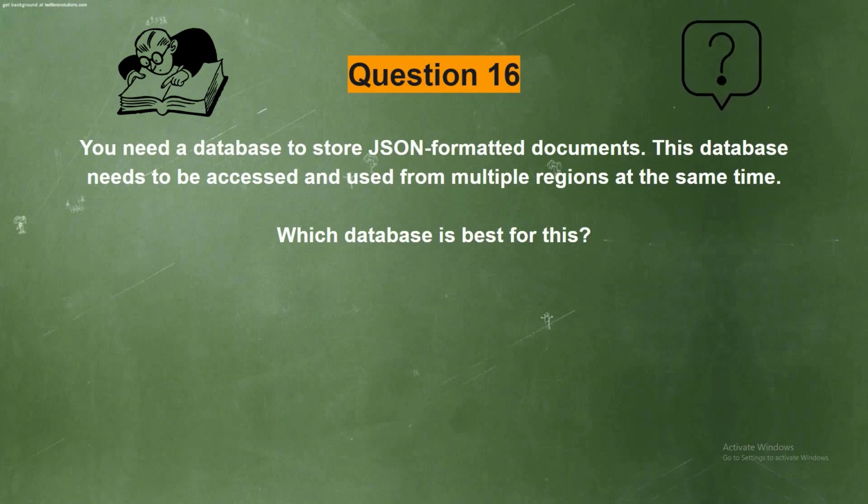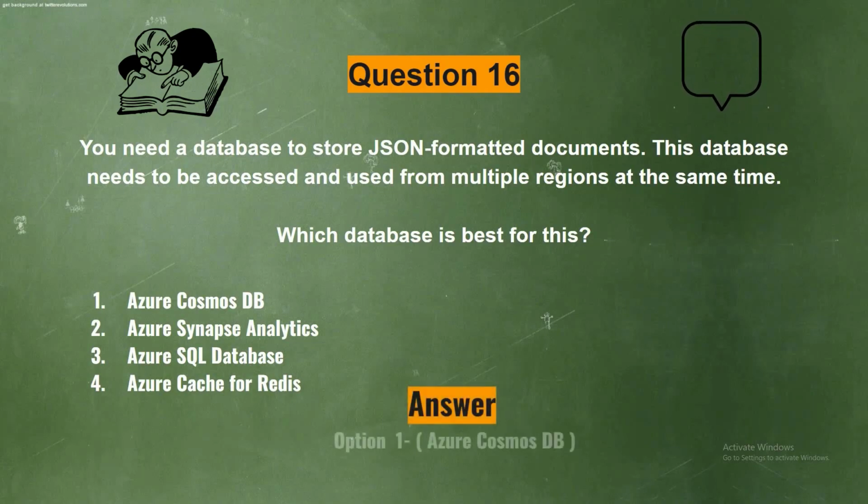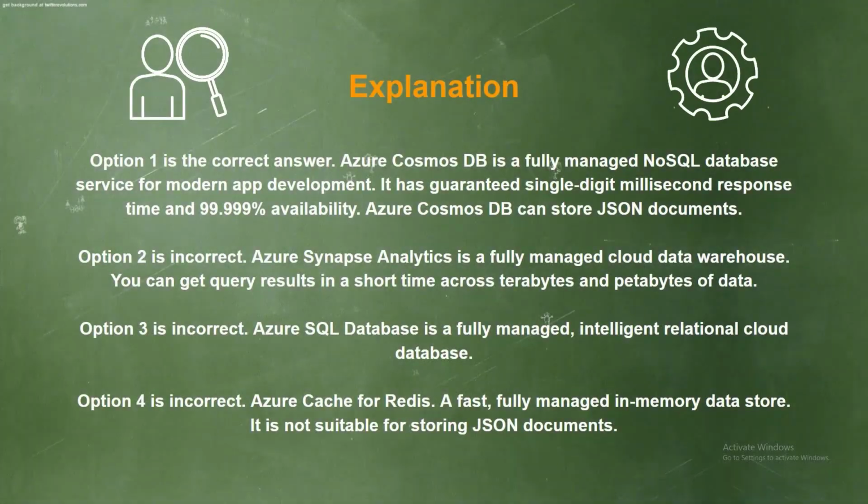And the options are: Option 1, Azure Cosmos DB. Option 2, Azure Synapse Analytics. Option 3, Azure SQL Database. Option 4, Azure Cache for Redis? And the answer is option 1. Explanation. Option 1 is the correct answer.